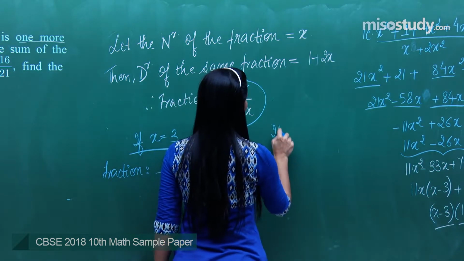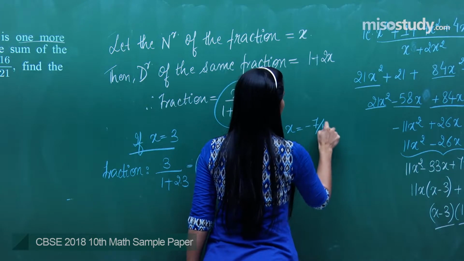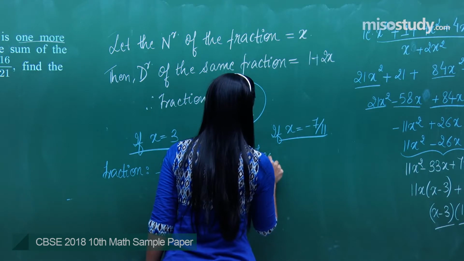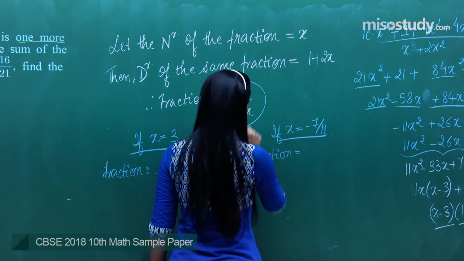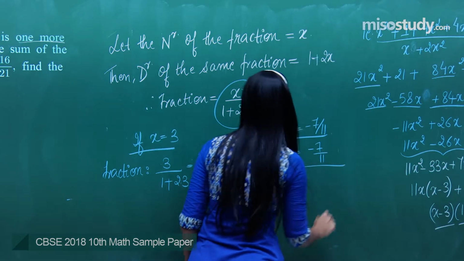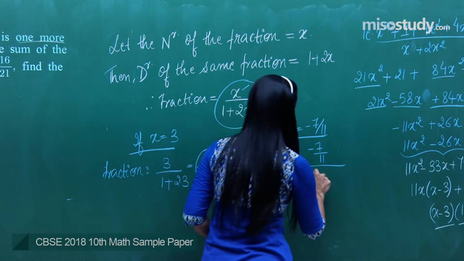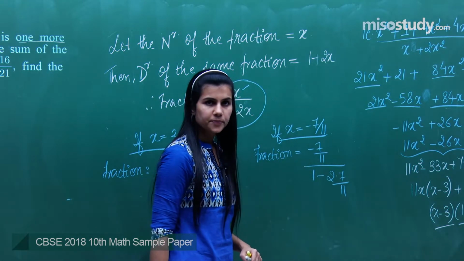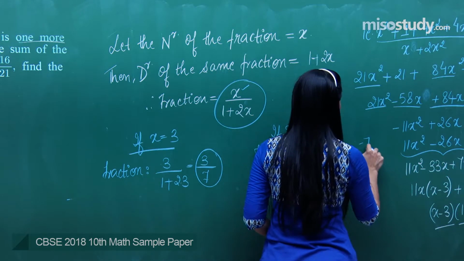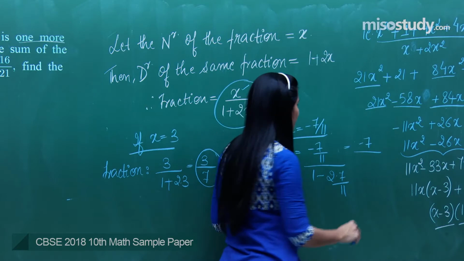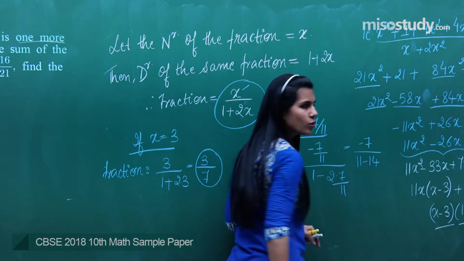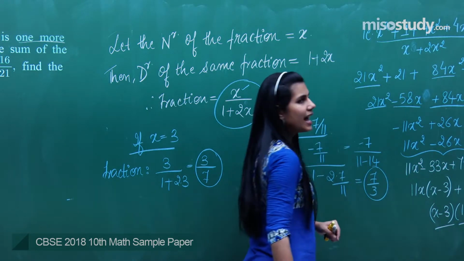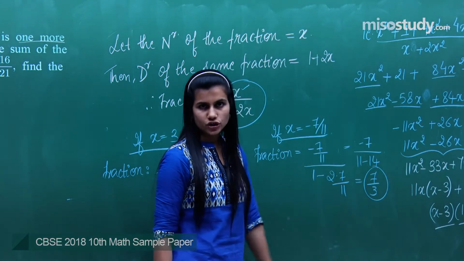And if x is equal to minus 7 by 11, then what will be your fraction? In that case, fraction is equal to x whole upon 1 plus twice of x. So 1 plus twice of 7 by 11. This is going to deliver to you minus 7 whole upon 11 minus 14. And so you are going to have 7 upon 3 as your very fraction.